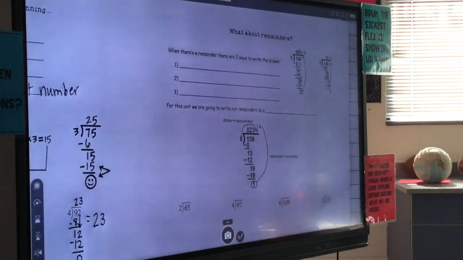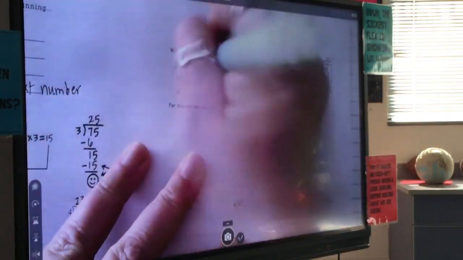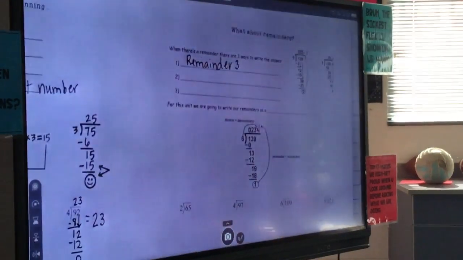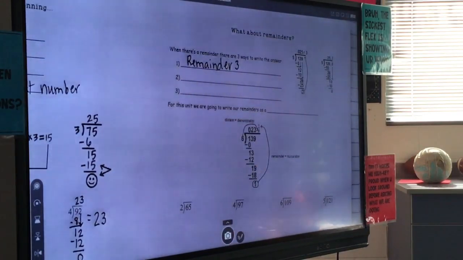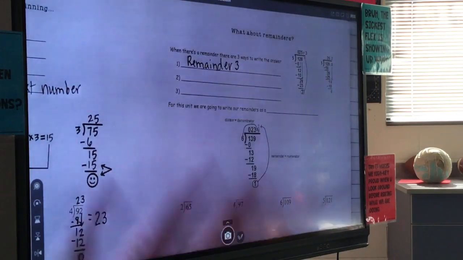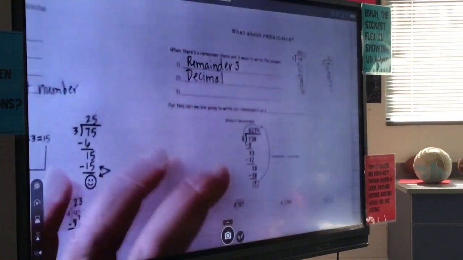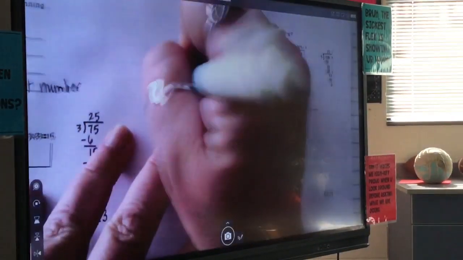So what's one way that we can write our answer with remainders? Silas? With an R. All right. So that would be remainder. Make sure I spell it right. Remainder 3. All right. What's another way that we can write our answer? Again, there's an example of it up there on your paper. All you have to do is look around. Mercedes. With a decimal. And then what is the last way? Ansley. As a fraction.